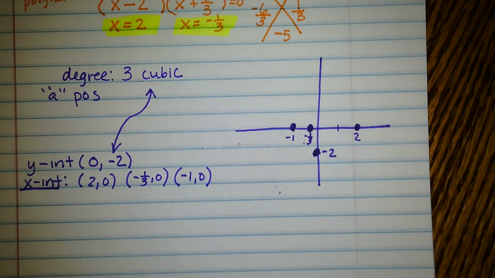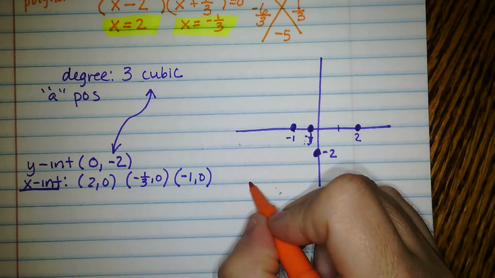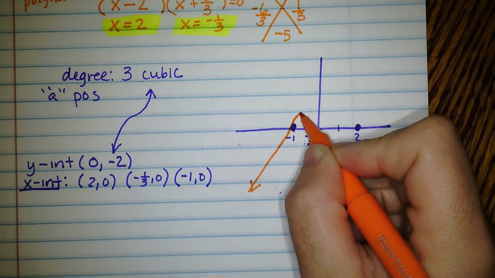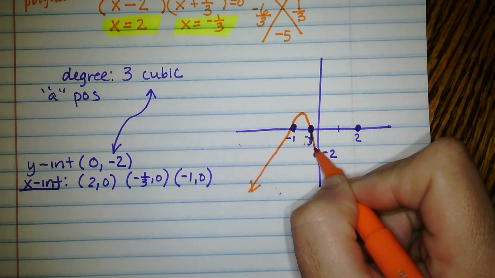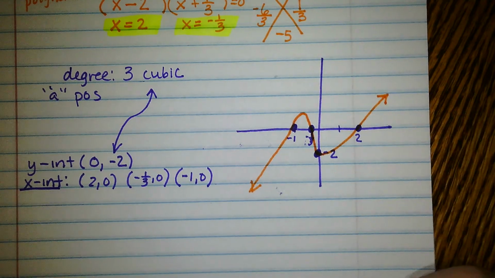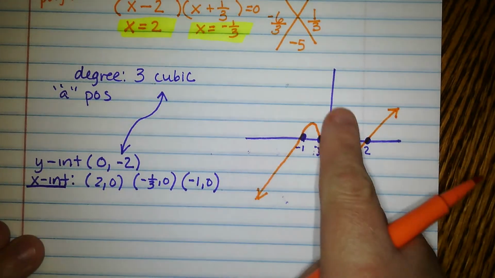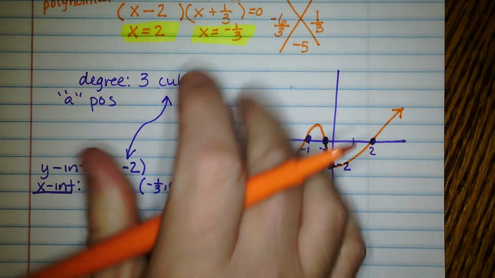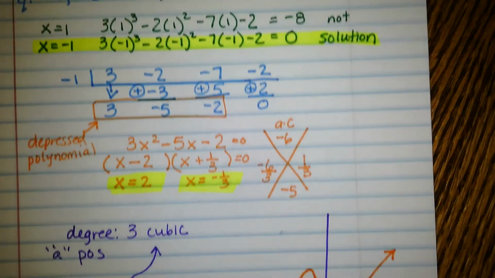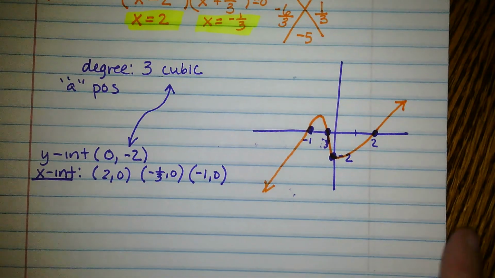Oh, I'll do it in a different color. I'll do it in orange. We're going to start down here. We're going to go through, scoot and come down, cross the y-axis, and come through here. So there's what your sketch will look like for this polynomial. For this one, since we couldn't factor it right away, we got our 3 solutions and we sketched and solved.